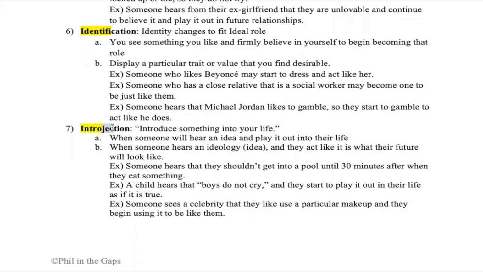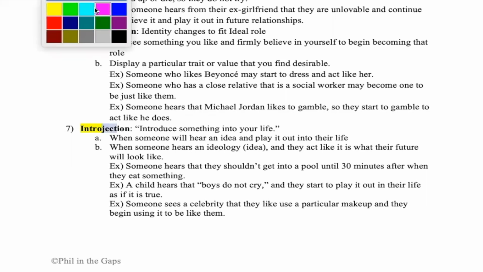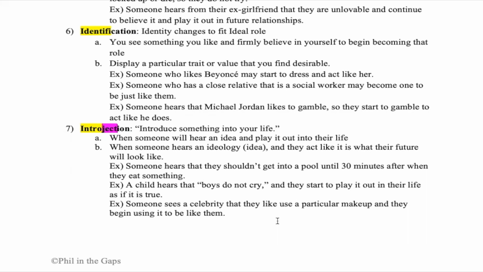Another thing that you can utilize is introjection, because if you view it as an injection, if you inject something inside of yourself, you have to keep re-administering that particular thing in order to make it effective. So this is where you can inject something in your life, but it could fade away over time. Stated in a different way, it's when somebody will hear an idea and play it out in their life as if it is real. It's when somebody hears an ideology or idea and they act like it is what their future will look like. So, a couple of examples to articulate this a little bit further.